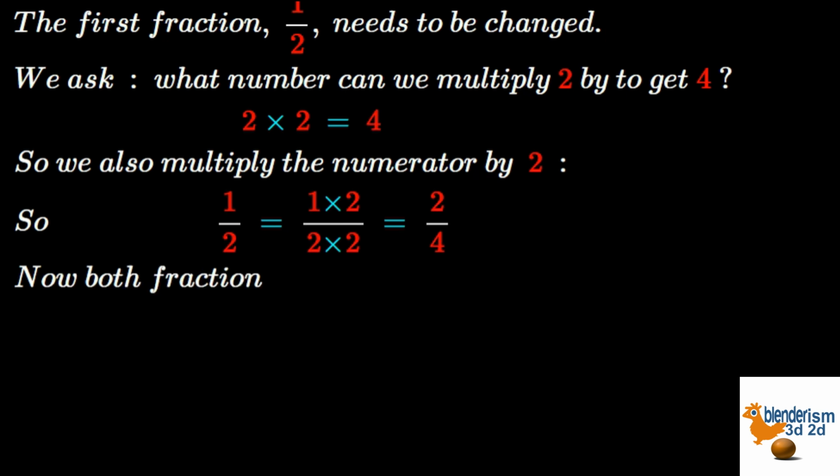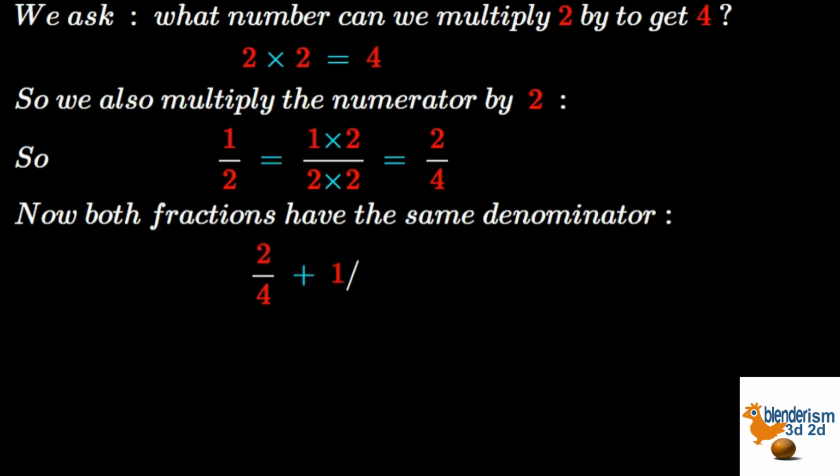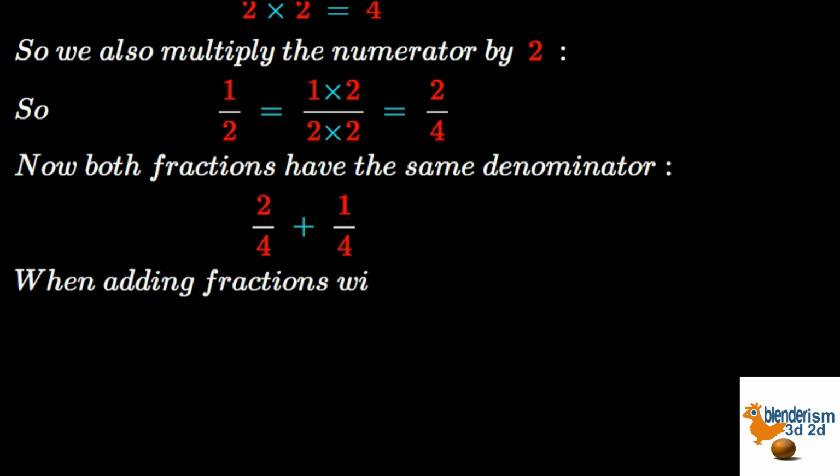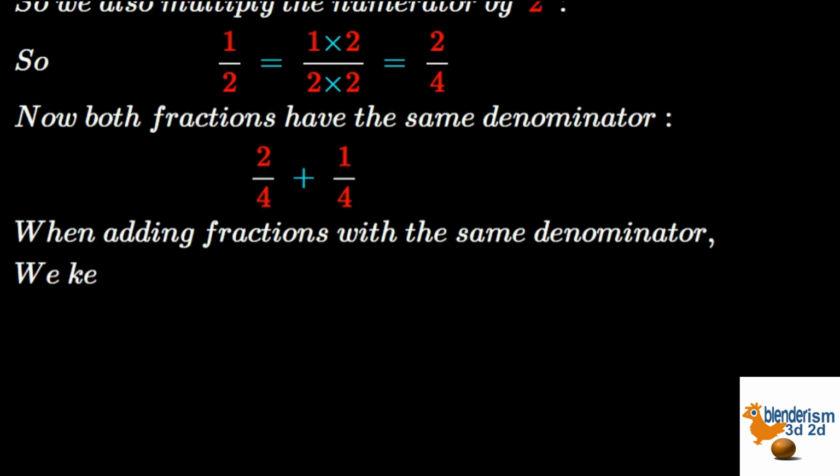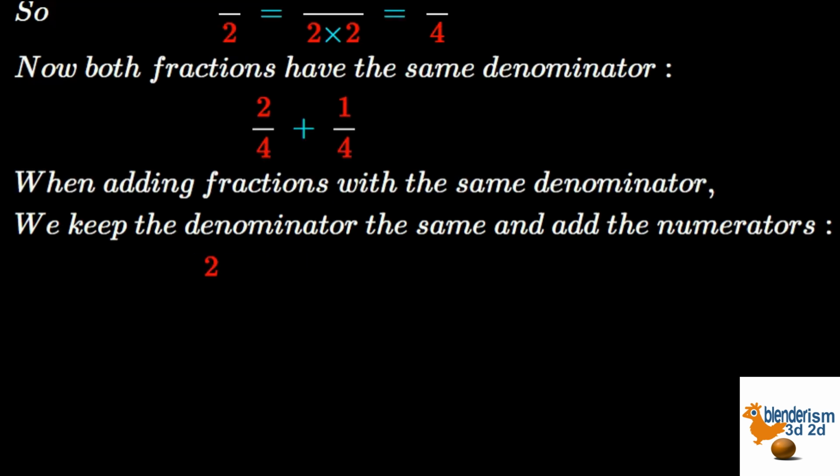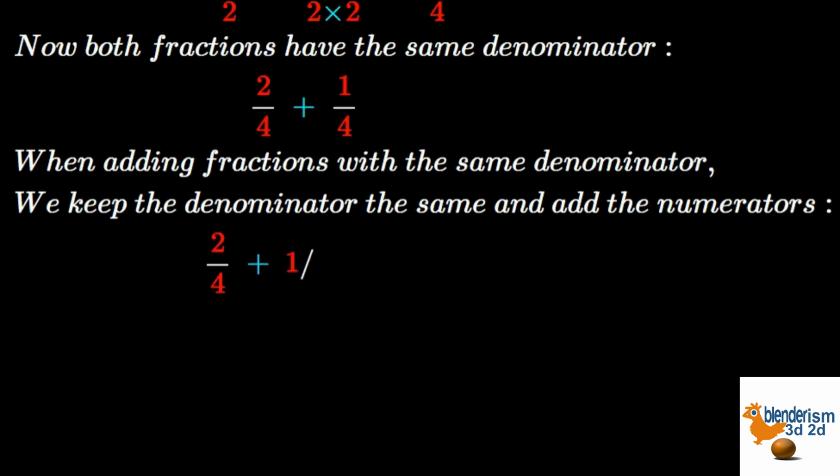Now both fractions have the same denominator, 2/4 + 1/4. When adding fractions with the same denominator, we keep the denominator the same and add the numerators. 2/4 + 1/4 equals (2 + 1) / 4, which equals 3/4.